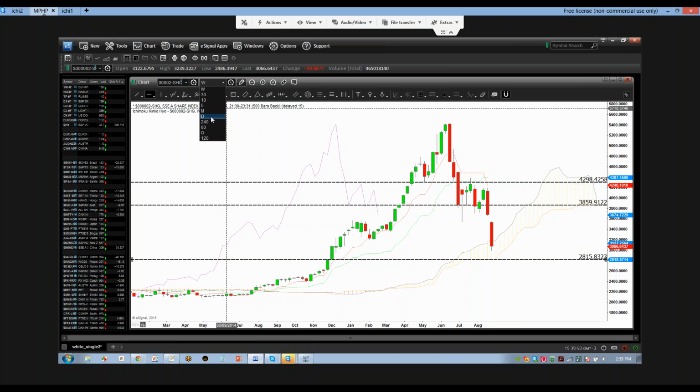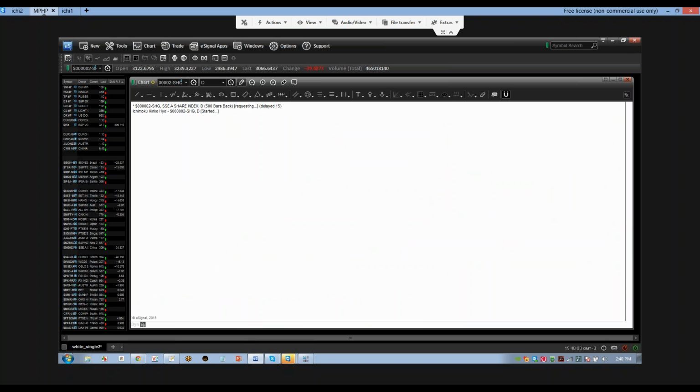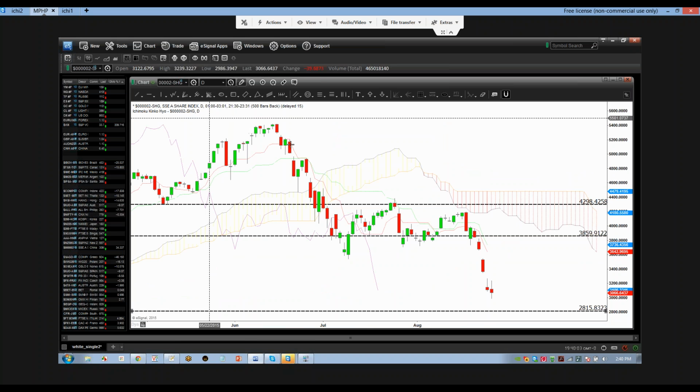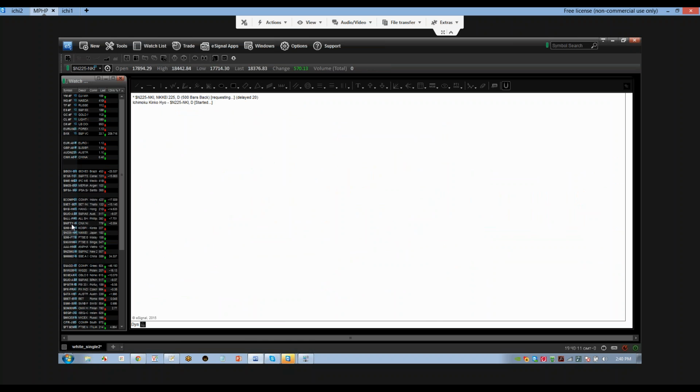If you want to look at a daily time frame here, you could see the daily time frame level is right here too, and you could see these levels breaking down. One other market we discussed this week, and I've got to wrap up now.